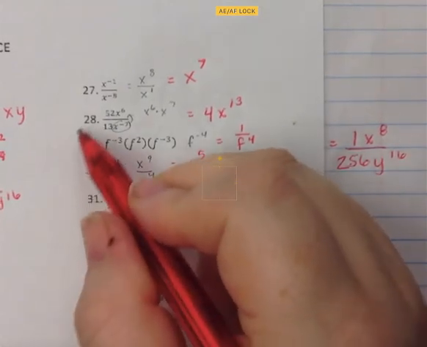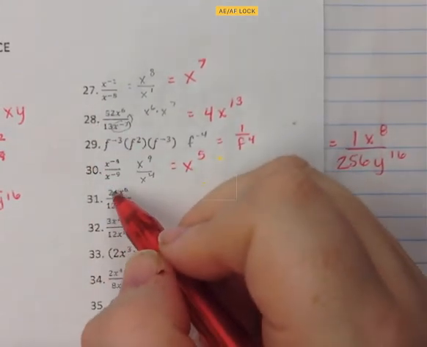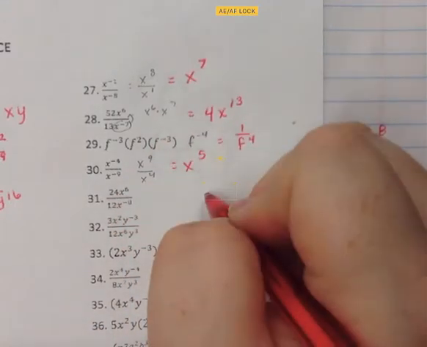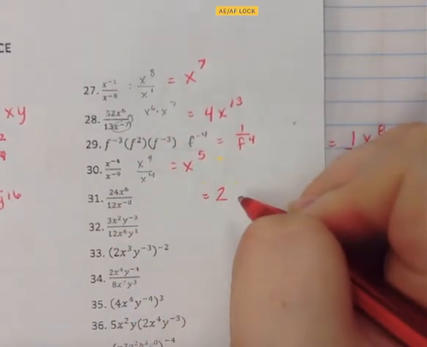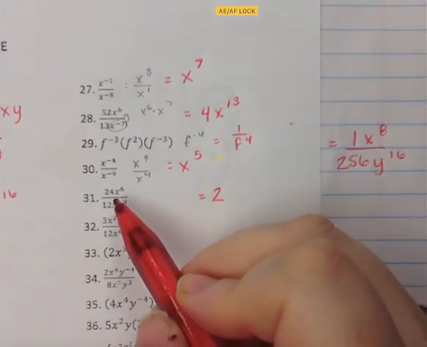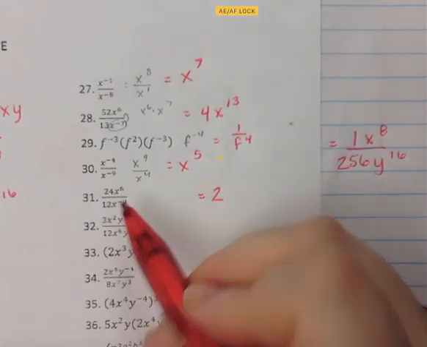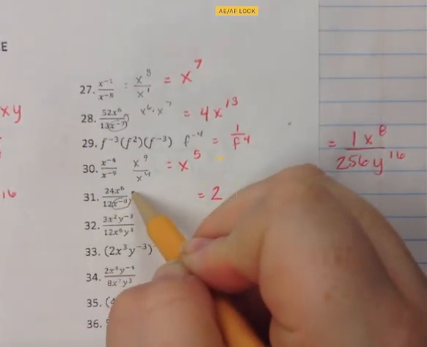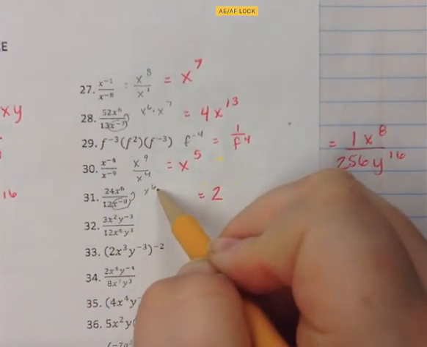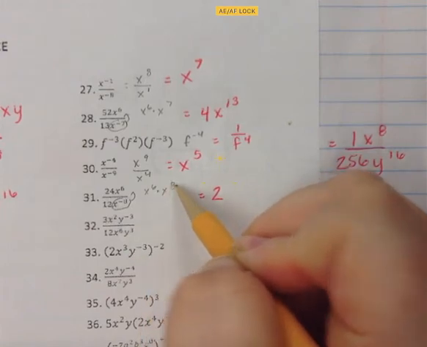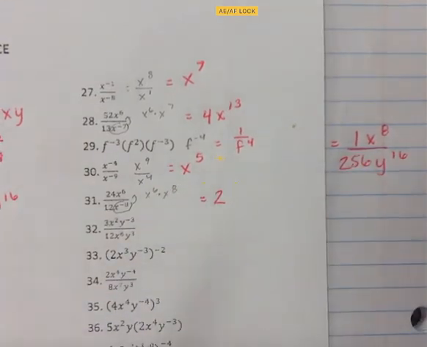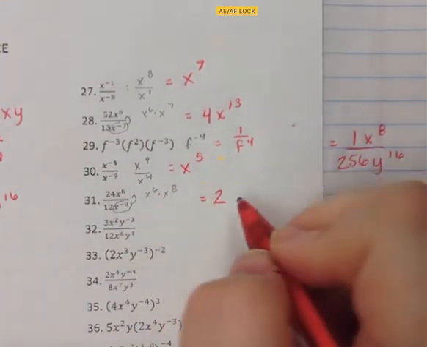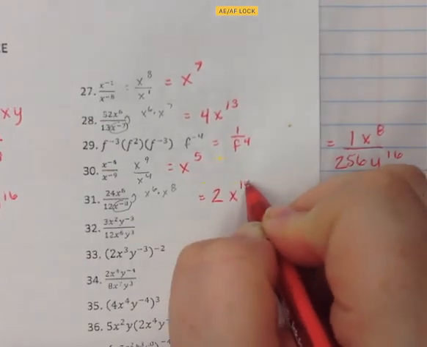31 looks exactly like number 28, so that means we're going to divide our numbers first. 24 divided by 12 is equal to 2, so we know we're going to have a 2. And this is x to the 6 divided by x to the negative 8. That x to the negative 8 does need to move to the top, so we have x to the 6 times x to the positive 8. And that means we will add those together, 6 and 8, so it becomes x to the positive 14.